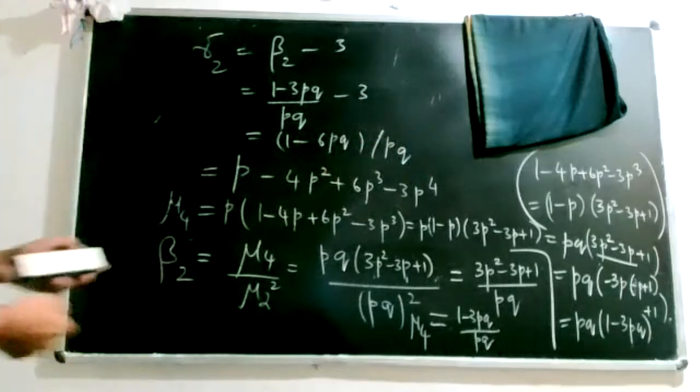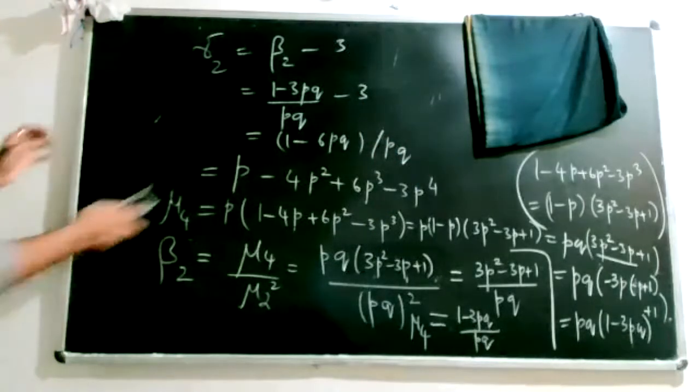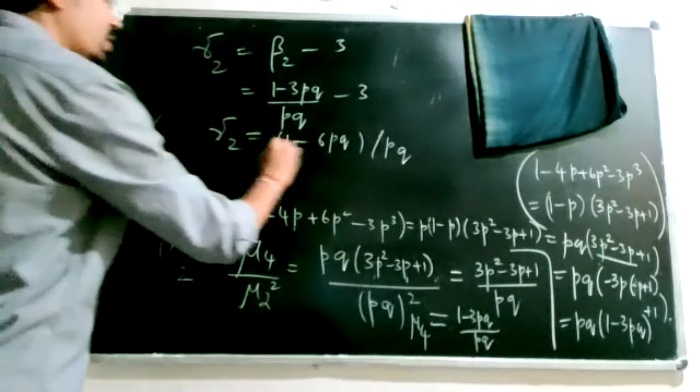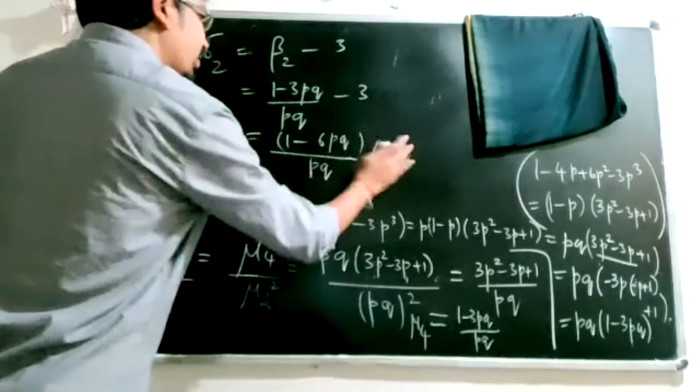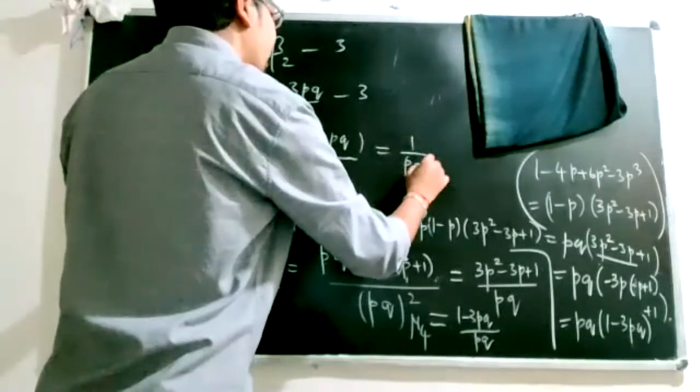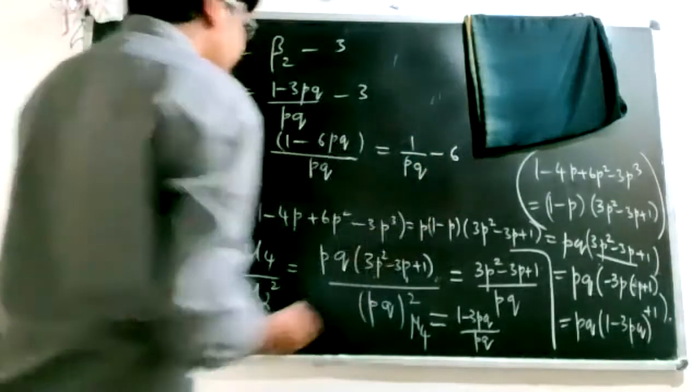So taking the LCM, 3PQ, minus 3PQ minus 3PQ becomes 1 minus 6PQ. So gamma 2 is equal to 1 minus 6PQ divided by PQ, or you could write that as 1 by PQ minus 6.